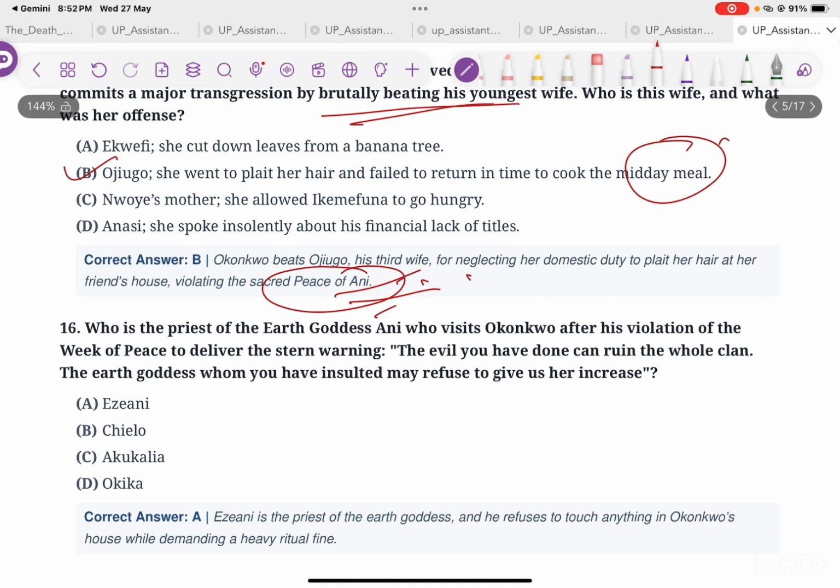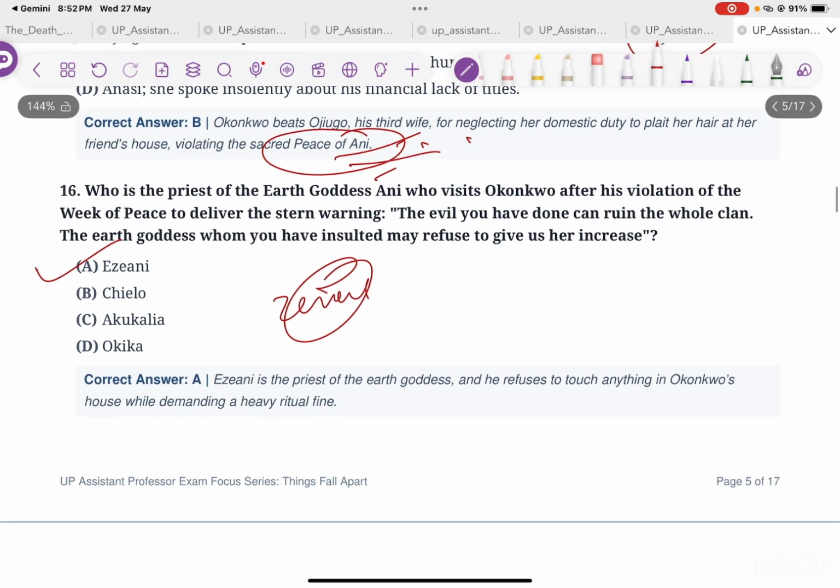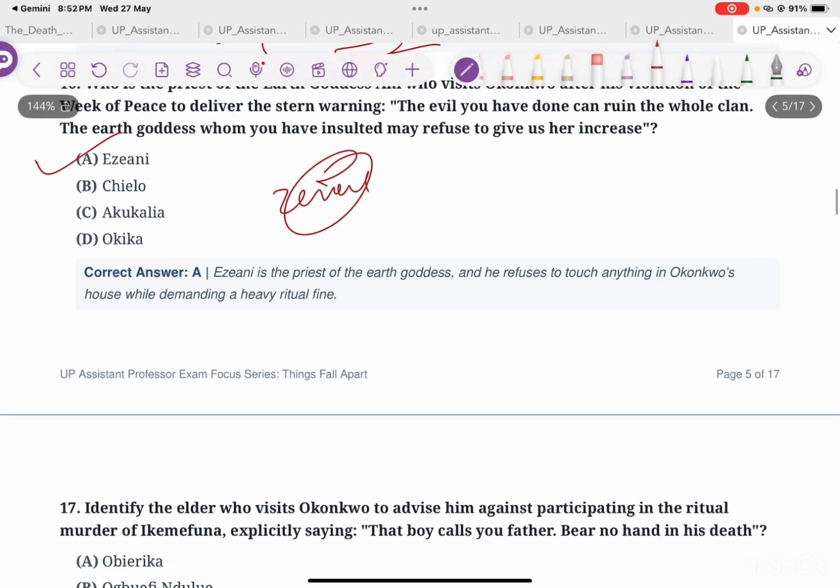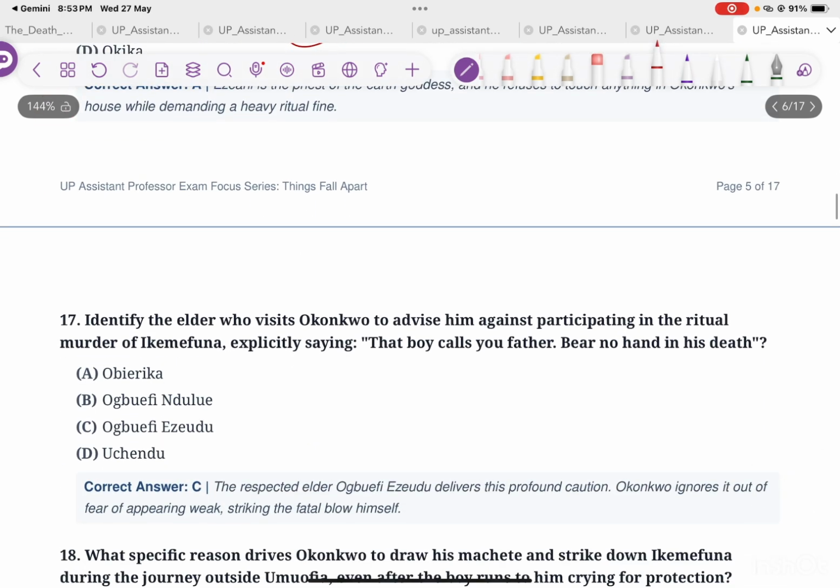Who is the priest of the earth goddess Ani who visits Okonkwo after his violation of the Week of Peace to deliver a stern warning? The evil you have done can ruin the whole clan. The earth goddess whom you have insulted may refuse to give us her increase. Ezeani is the priest of the earth goddess, and he refuses to touch anything in Okonkwo's house while demanding a heavy ritual fine. Identify the elder who visits Okonkwo to advise him against participating in the ritual murder of Ikemefuna, explicitly saying that the boy calls you father, bear no hand in his death.